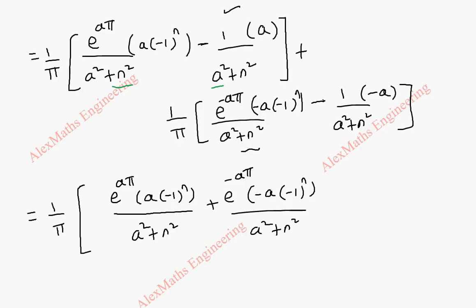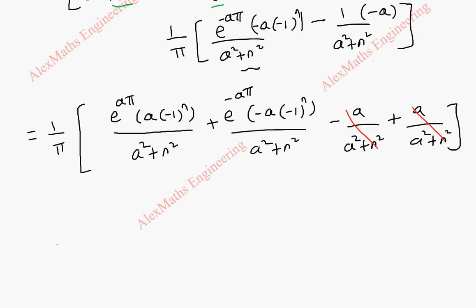Then this second term, which is minus a by a square plus n square, and this one minus minus it becomes plus, so a by a square plus n square. So we can cancel this minus and plus terms. Now further rearranging this, we get 1 by pi, and we can see the common denominator, even that can be taken outside, that is a square plus n square.